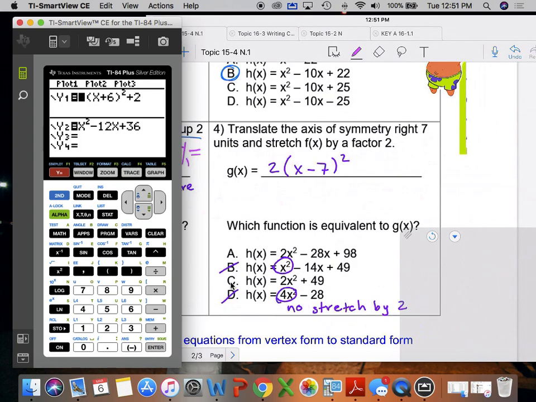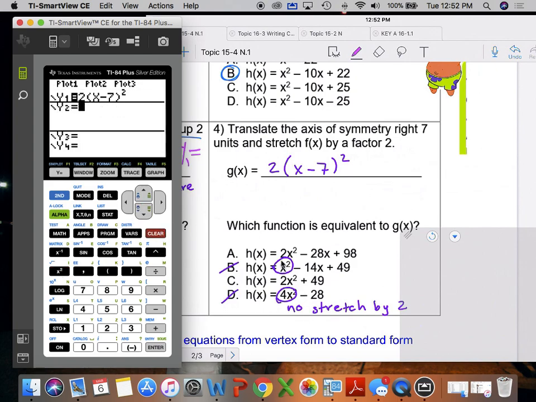4 asked me to translate the axis of symmetry right 7 units and stretch by 2. So we put the 2 in front to stretch. And then to change my axis of symmetry, that changes your x value. To go to the right, we need a minus, so we put minus 7 in parentheses. So in y1, I'm going to put in 2 times x minus 7 squared.